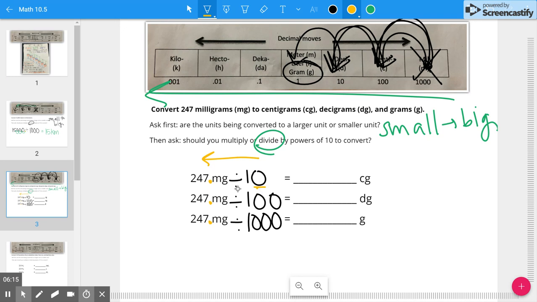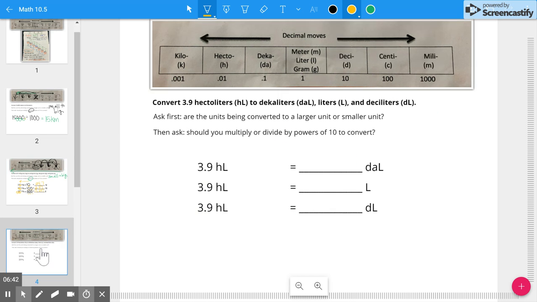So I'm moving it 1 time, once. So that becomes 24 and 7/10. Moving it twice, once, twice. That becomes 2 and 47 hundredths. Moving it 1, 2, 3, once, twice, 3 times, 0.247. Let's look at another problem.